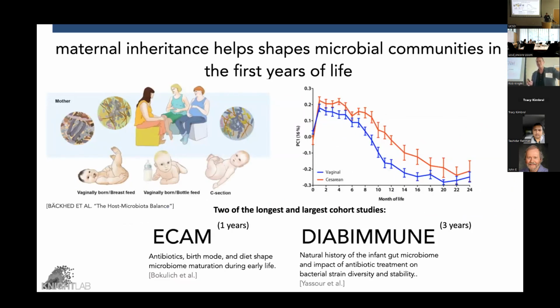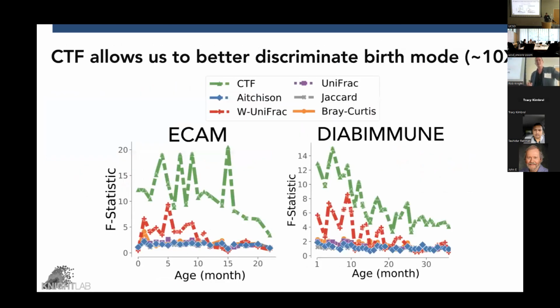Cameron was also able to show, and I'll just summarize this in the interest of time, that very early life effects shape the microbial community, not just in the first couple of years of life, but ongoing, in two different cohorts: the ECAM cohort going up to 1 year of life, and the diabetes cohort that goes up to 3 years of life.